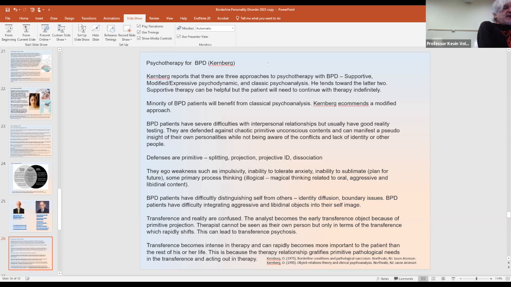Transference becomes intense in therapy and can rapidly become more important to the patient than the rest of his or her life. The transference is very, very intense. This is also a good sign. It's because the transference satisfies a primitive pathological need and acting out in therapy, but it also means that if there is really intense transference, then you've got something you can work with. Okay? And so that actually can be a good thing.